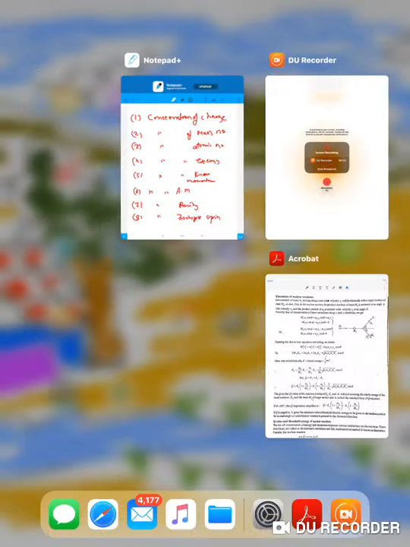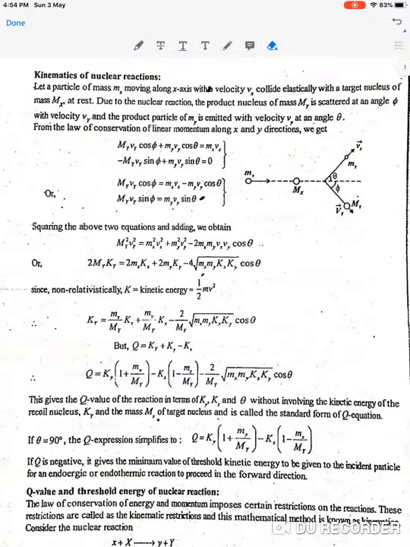Hello students, in this lecture we are going to study kinematics of nuclear reactions. In the last lecture we studied all the conservation laws which are needed for the happening of any nuclear reaction. So let's study the kinematics of nuclear reaction.